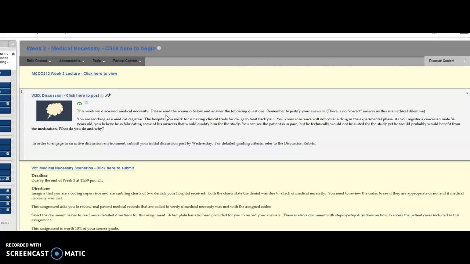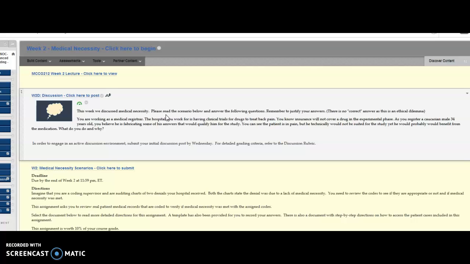As you register a Caucasian male, 34 years old, you believe he is fabricating some of the answers that would qualify him for the study. You can see that he is in pain, but he technically would not be suited for the study yet. He would benefit from the medication. What do you do and why?